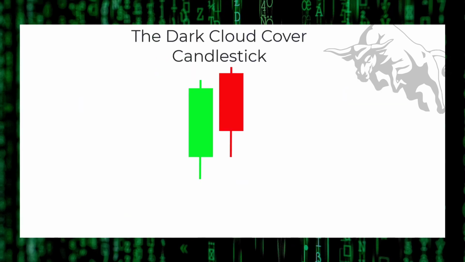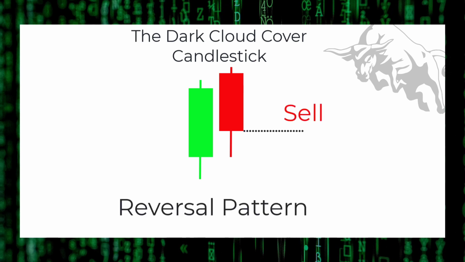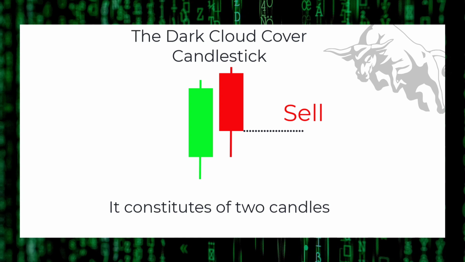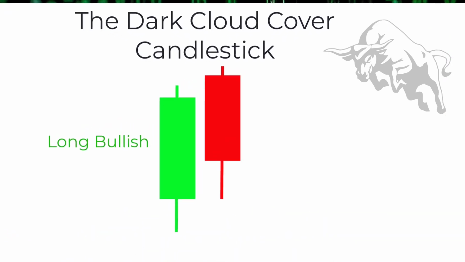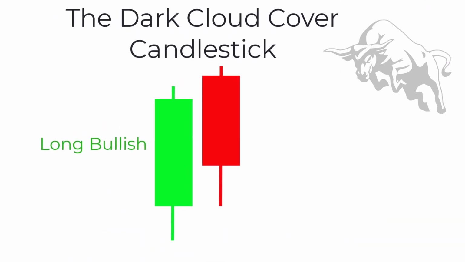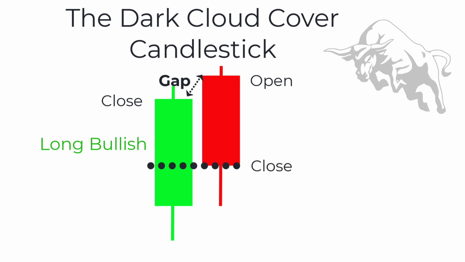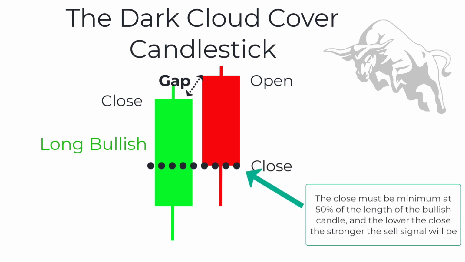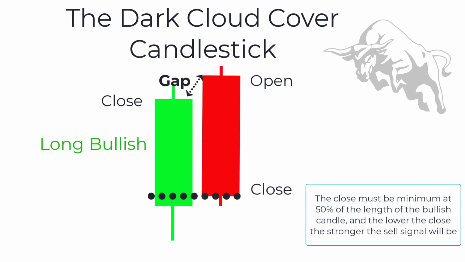Next is the dark cloud cover candlestick. It's a reversal pattern and a sell signal, and it constitutes of two candles. The first is where the price makes a decent rise with a long body bullish candle. And please pay attention here. The second candle is where the price gaps up, so it opens above the previous candle close. Nevertheless, it closes at 50% of the previous candle body length, or lower. And the lower the close of the second candle, the better.